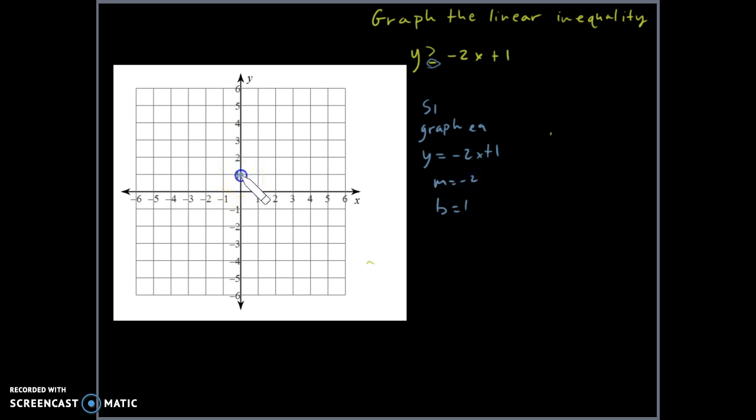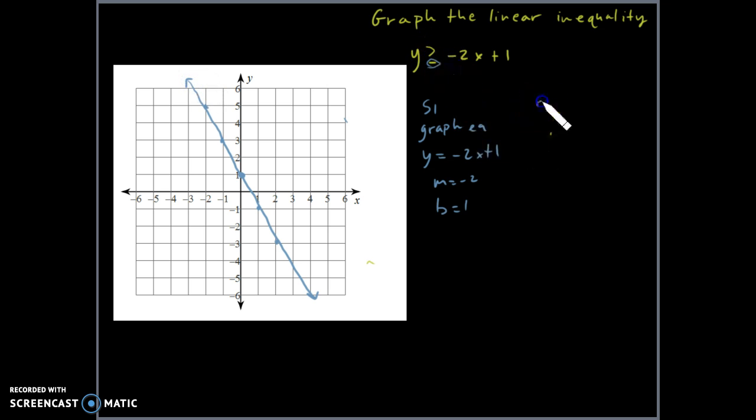I'm going to graph the y-intercept at 1, and then our slope is negative 2, so we'd go down 2 and over 1, down 2 over 1. If I want to graph these points up here, I go up 2 to the left 1, up 2 to the left 1, right? So now we've got enough points so we can draw our line straight through the points. So we've graphed the equation, but we don't have an equation, we've got an inequality.